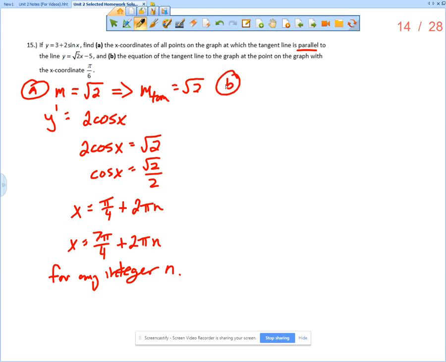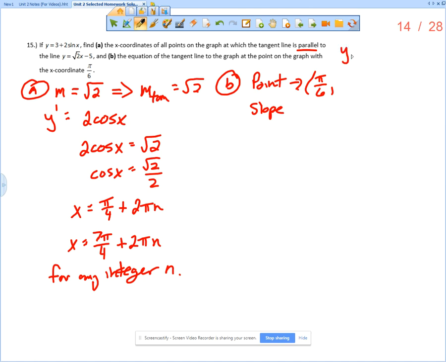All right, part B, though, says find the equation of the tangent line to the graph at the point on the graph with the x coordinate pi over 6. So what do I need in order to write the equation of a line? I need a point and a slope. So how do I find the point? Well, remember, the point is going to be at x equals pi over 6, comma, whatever the y is when x is pi over 6.